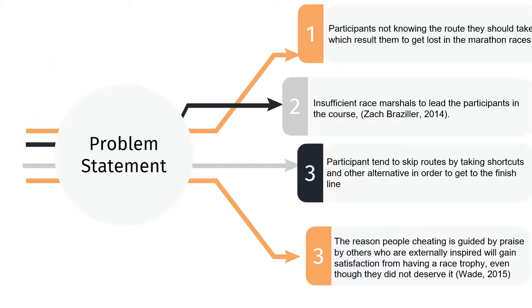The problem statement of this project is first, participants not knowing the route they should take, which results in them getting lost in the marathon races. Next, participants tend to skip route by taking shortcuts and other alternatives in order to get to the finish line.